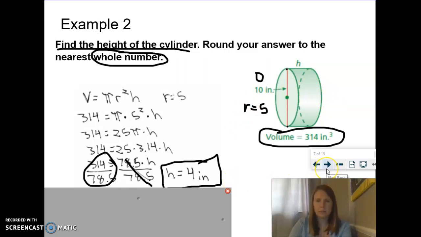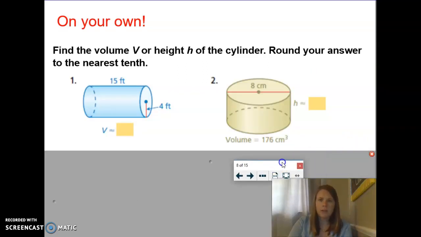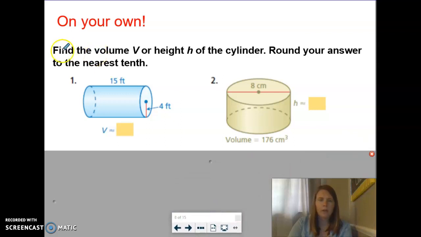I think the next part is going to be an on your own. So let's go double check. Yep. All right, so your next part is an on your own, okay? So I want you to find the volume or height h of the cylinder. Round your answer to the nearest tenth. So these are going to be looking exactly like those two examples we did. Problem number 1 is exactly like example number 1. Problem number 2 is exactly like example number 2. They just changed some of the numbers, okay?